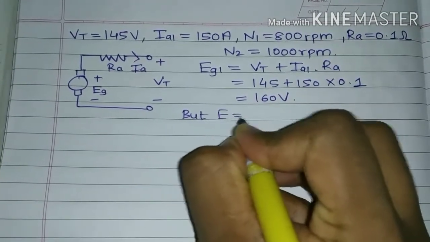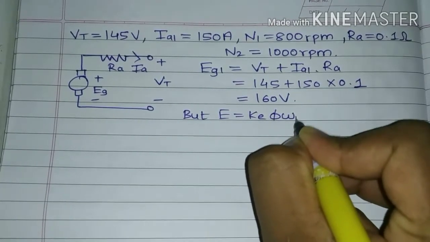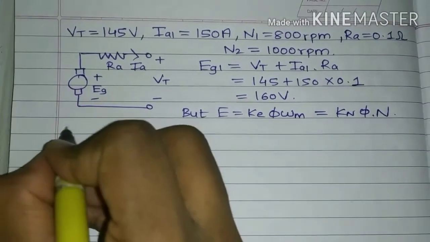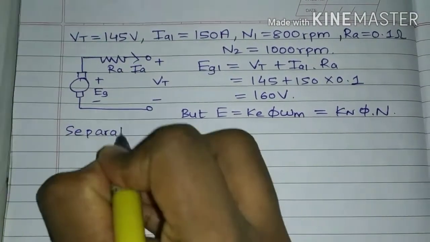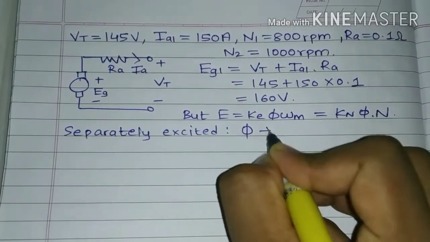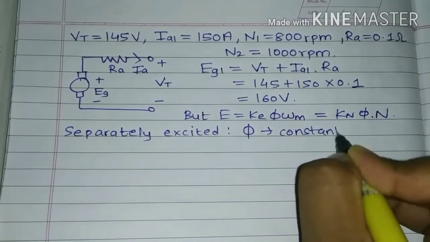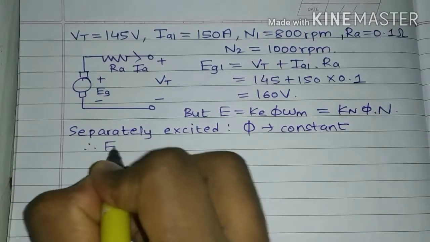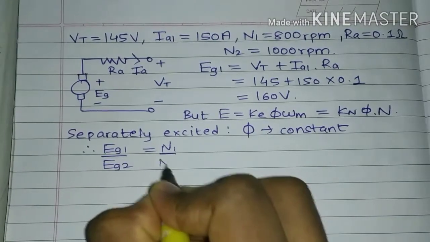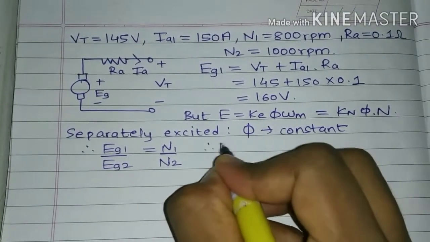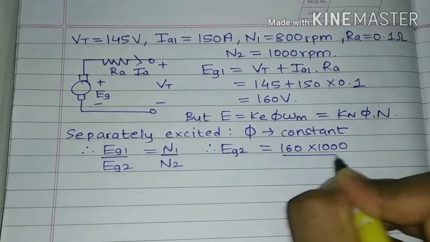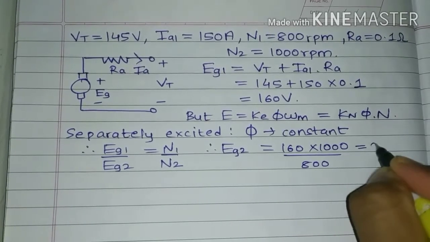But E is equal to Ke into phi into omega m, which is equal to Kn into phi into n, where n is the speed in RPM. Since it's a separately excited generator, the flux is constant. Hence, Eg1 upon Eg2 will be equal to N1 upon N2, and therefore Eg2 will be equal to 160 into 1000 divided by 800, which turns out to be 200 volts.